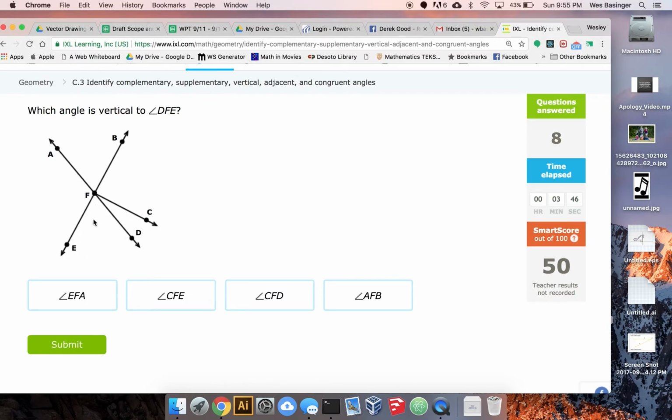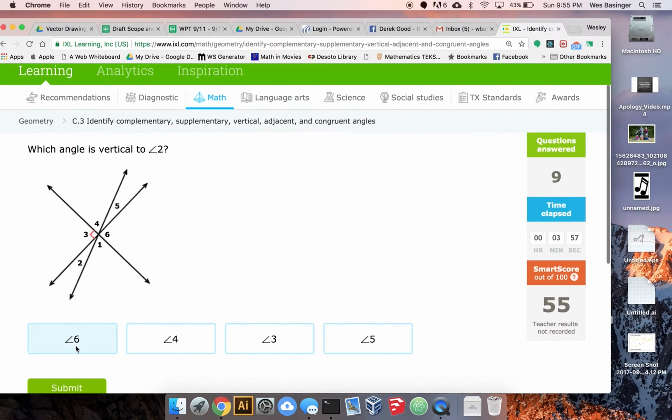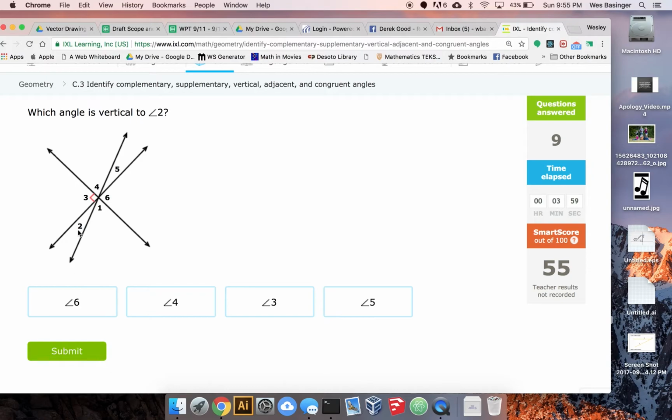DFE, that would be this part right here. We go directly opposite, so it would be AFB. This one asks which angle is vertical to angle 2. Angle 2 is this narrow sliver right here. We go directly across to 5.